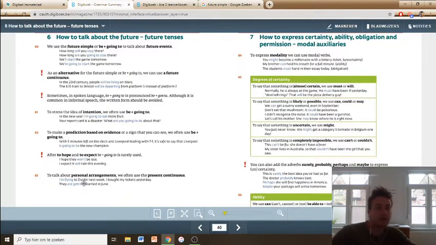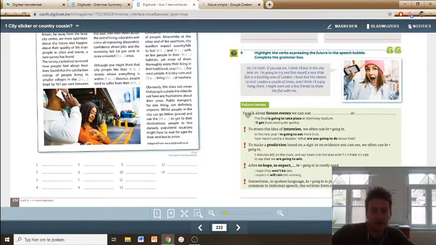Because it's a personal arrangement which is actually fixed in the future. And therefore we use this present continuous. Also, they are getting married in June. Good. So you get this in short in your green grid, but it might be interesting to also have a look at the more extensive information in your grammar summaries.